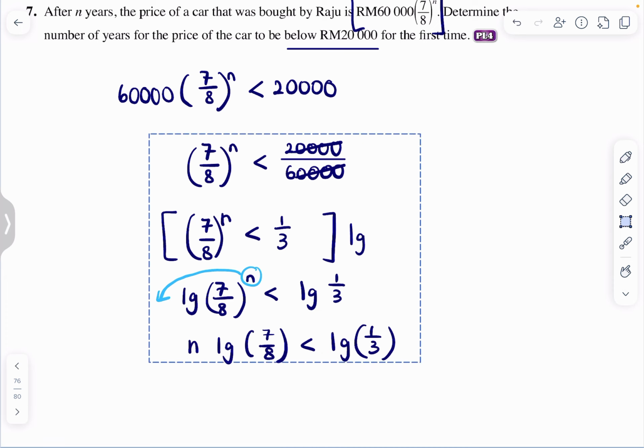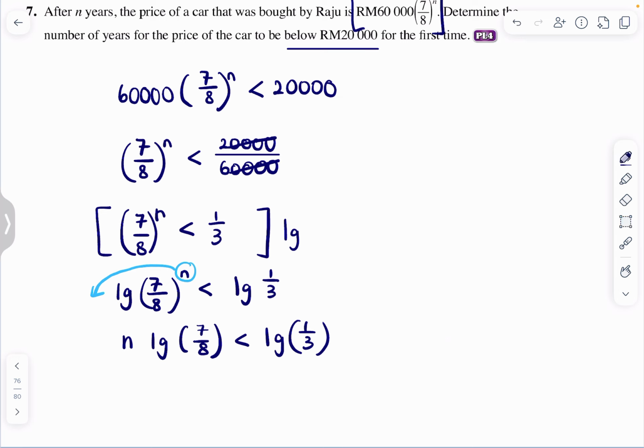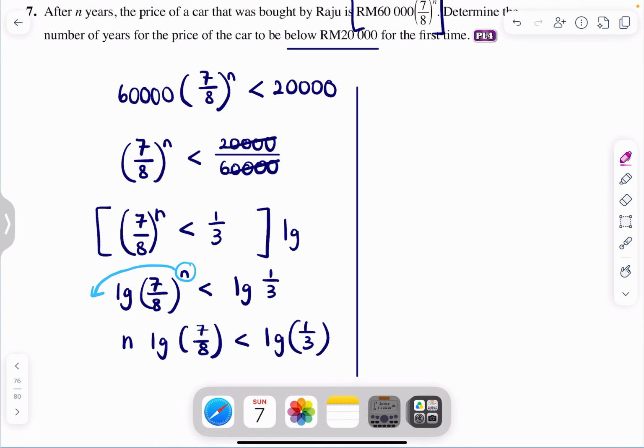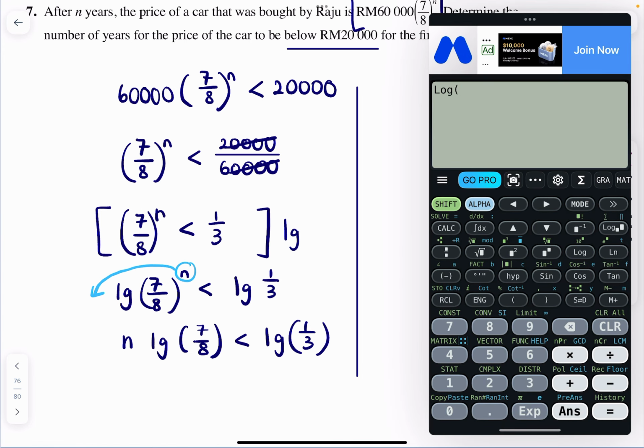Right. So let's try to make n the subject. We have to bring this over here. But one thing you have to remember is, when you do log of anything less than 1, 7 over 8 is less than 1, and 1 over 3 is also less than 1. Let's say log of 1 over 2, you get a negative value. You can take anything less than 1, log 1 over 8, log 9 over 10. As long as the fraction is less than 1, you're going to get a negative value.